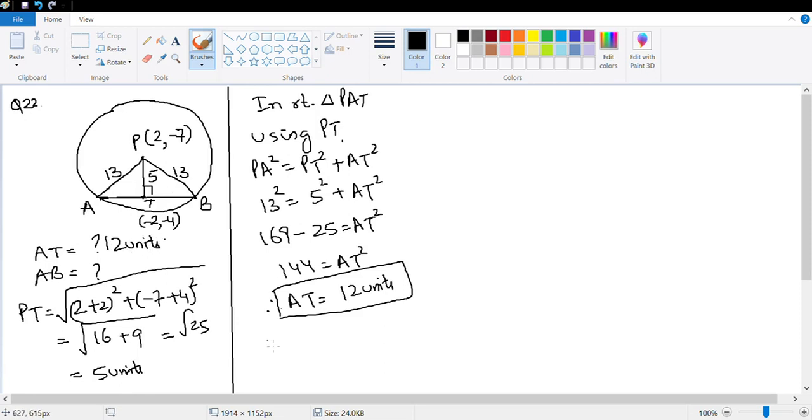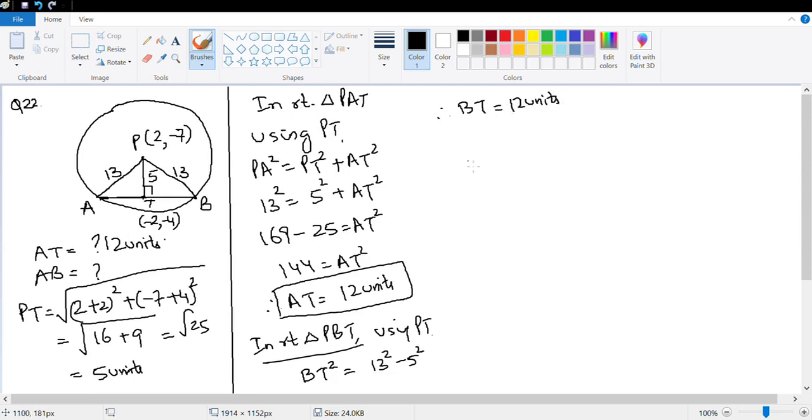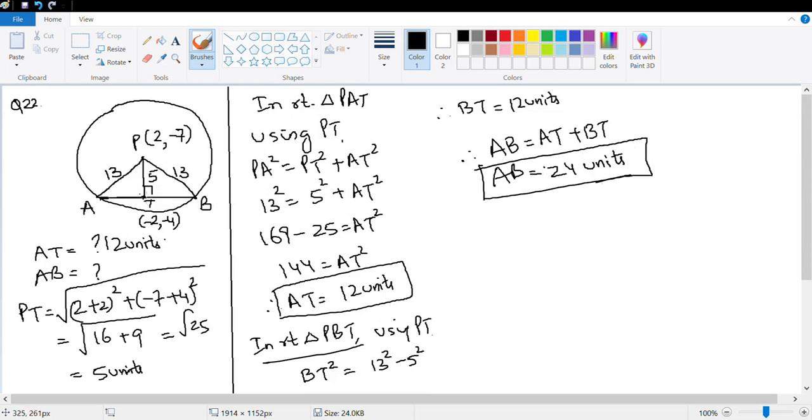Now similarly in the right triangle PBT, again using Pythagoras theorem, BT square will be equal to 13 square minus 5 square. Therefore BT will also be equal to 12 units. Therefore AB will be equal to AT plus BT, which is 12 plus 12, that's 24 units. Done. It again required you to apply Pythagoras theorem and the distance formula first.